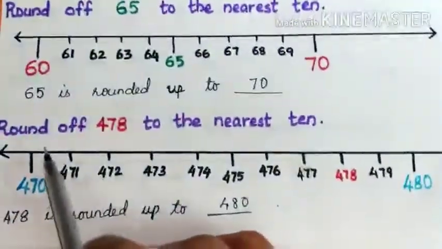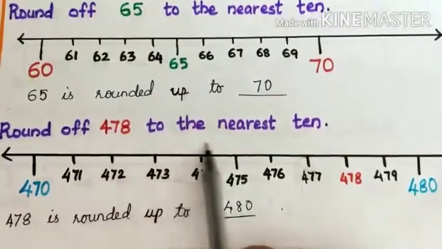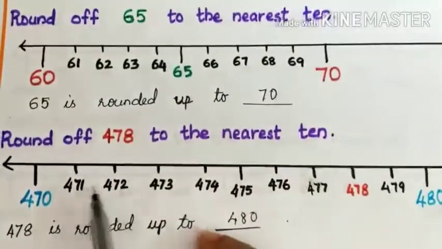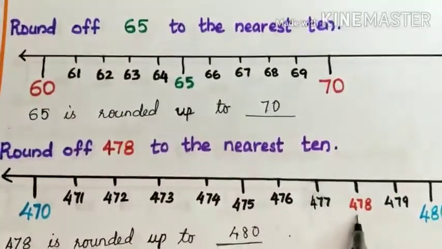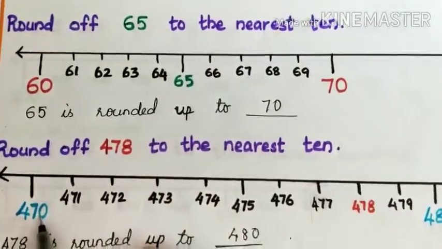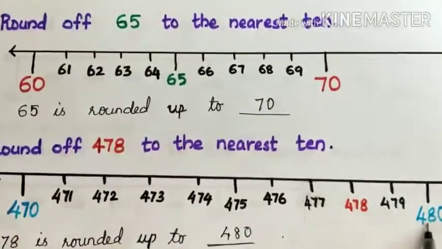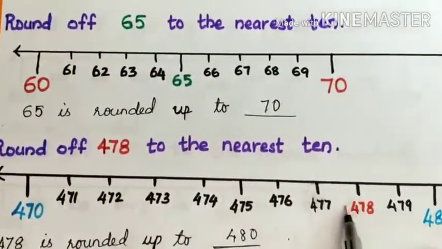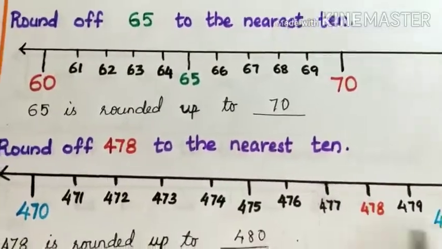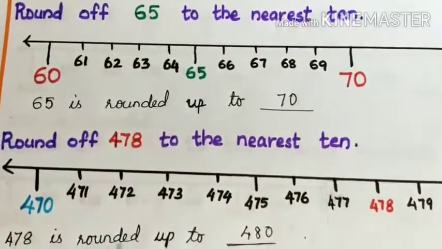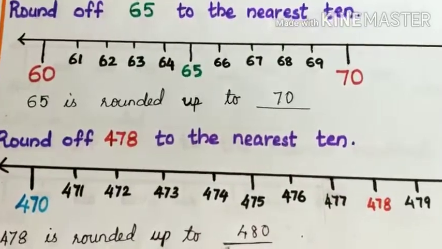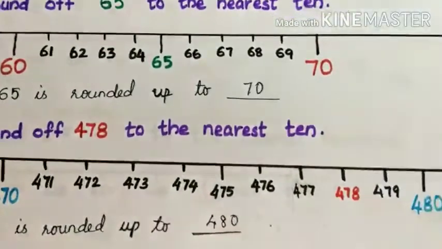Look at the next question. Round off 478 to the nearest 10. Where is 478 on the number line? Is it closer to 470 or 480? Yes, it is closer to 480. So 478 is rounded up to 480.